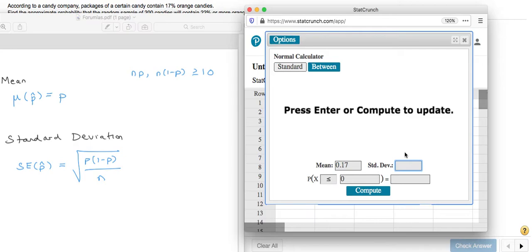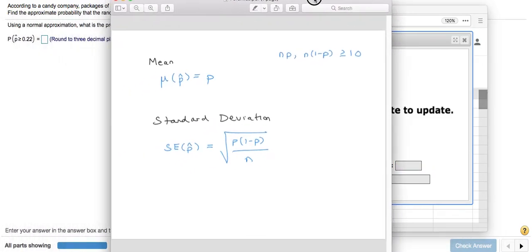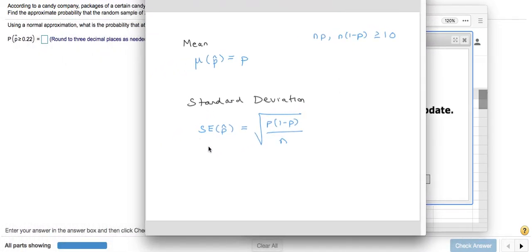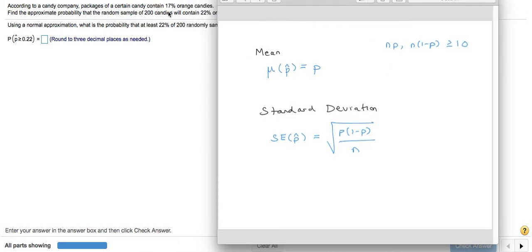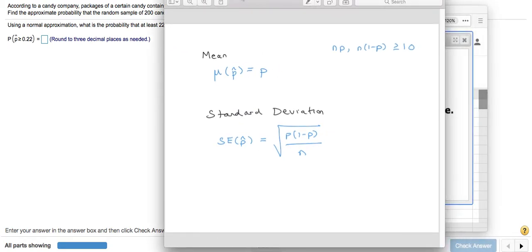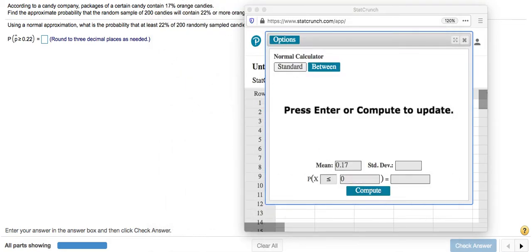Now we also need a standard deviation, and I can use this formula for that. So again, p is equal to 0.17, n was equal to 200, and if I enter that information into this formula, I can use that to figure out the correct standard deviation. So I'm going to move this out of the way and bring up my calculator.